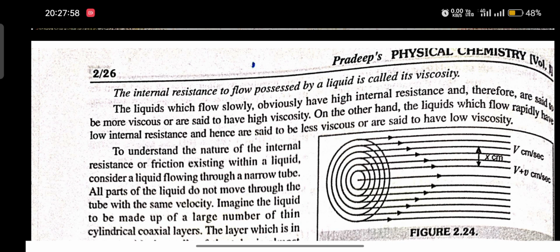The internal resistance to flow possessed by a liquid is called its viscosity. The liquid which flows slowly obviously has high internal resistance and therefore is said to be more viscous, or is said to have high viscosity. On the other hand, the liquid which flows rapidly has low internal resistance and hence is said to be less viscous, or is said to have low viscosity.